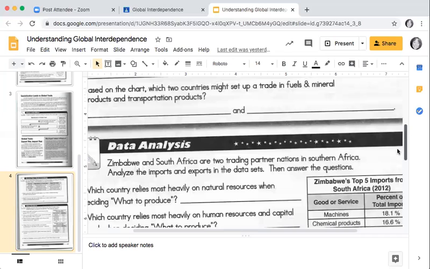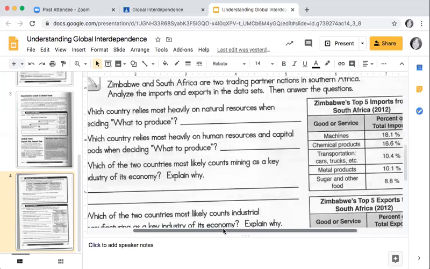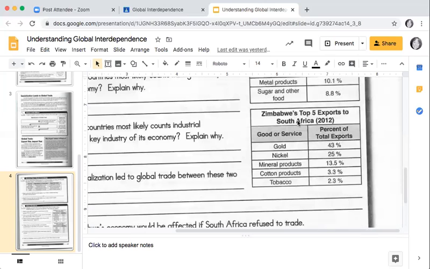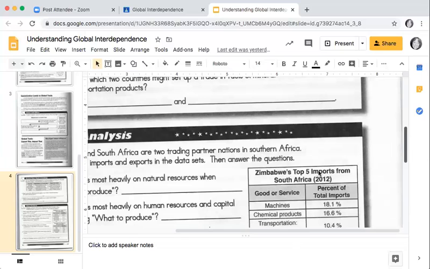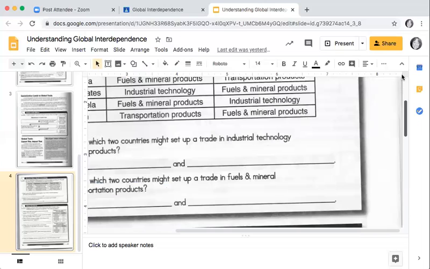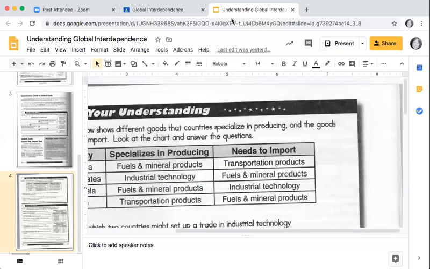And then on the bottom, this is where people are really struggling. These are where you're looking at Zimbabwe's top imports. That means they buy stuff from South Africa. And then this is what Zimbabwe sells to South Africa. That's what an export is. And so it shows these things. And these 2 boxes here are where you're answering your questions over here. And again, text boxes. So that's what I really need you to be doing there. So hopefully, that helps you understand how to get into these questions.